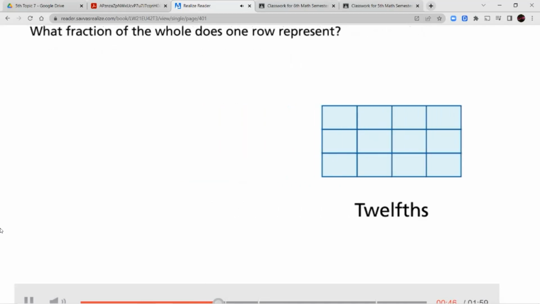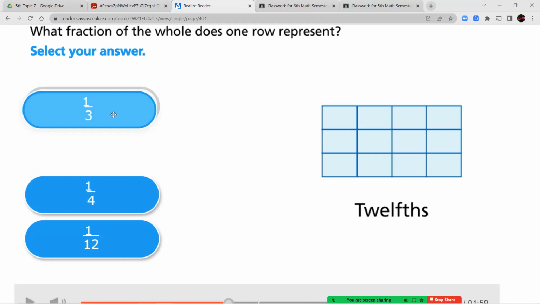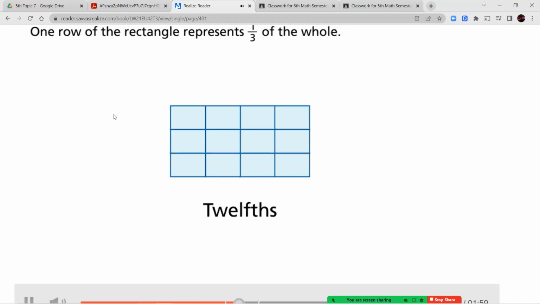What fraction of the whole does one row represent? Select your answer. Okay, so here when they're talking about one row, that means one set across. So here we have 1, 2, 3 rows. So one row would be 1/3. So this is this entire top line. We have a top line, we have a middle line, we have a bottom line. So since there's 3 of them, the whole line would be 1 out of the 3 lines. One row of the rectangle represents 1/3 of the whole.